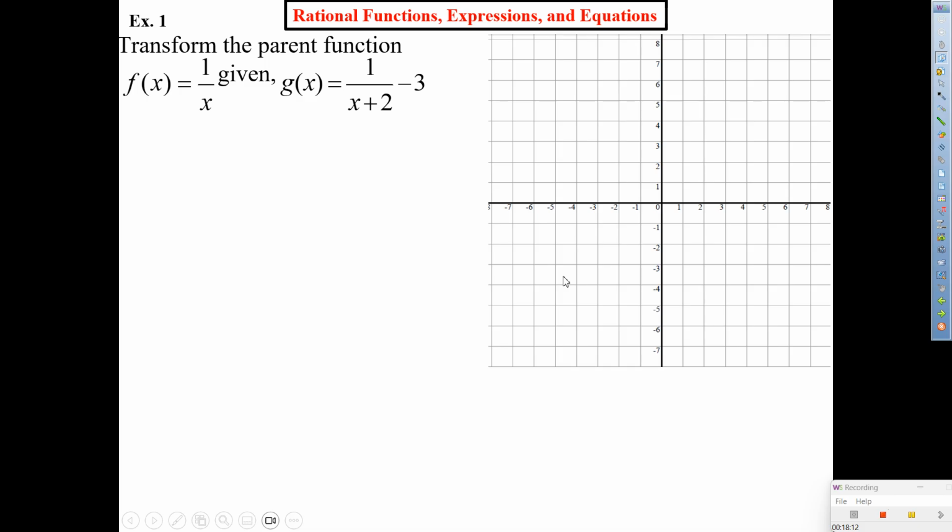Example number 2. Again, transform the parent function f of x equals 1 over x, given g of x equals 1 over x minus 5 plus 4. Copy that, set up a new coordinate plane. I'll give you guys some time, and do that one by yourself completely. I sent it to your screen.